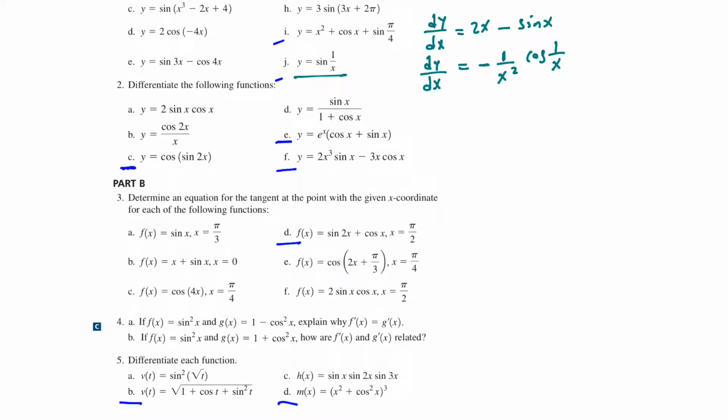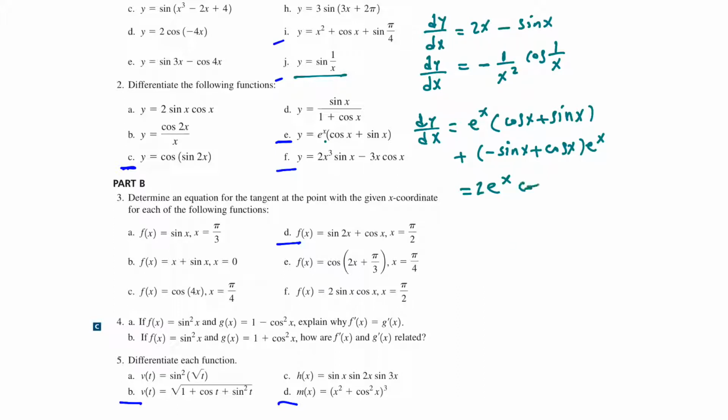Question 2. Differentiate the following functions. y equals e^x times cosine of x plus sine of x. dy/dx equals derivative of e^x times cosine of x plus sine of x, plus derivative of cosine of x plus sine of x, which is minus sine of x plus cosine of x, times e^x. If we factor e^x, the answer would be e^x times 2 cosine of x.